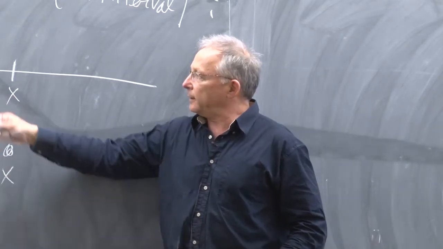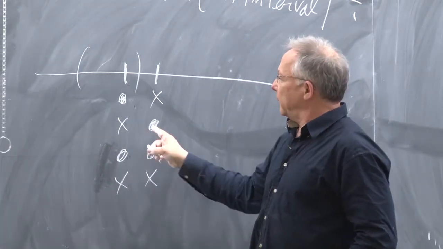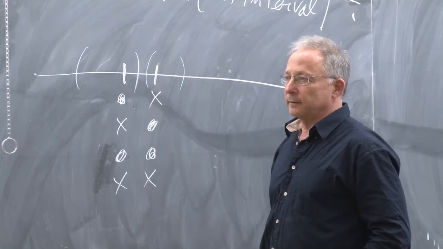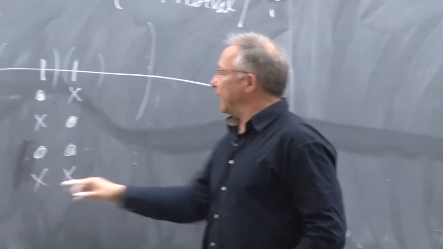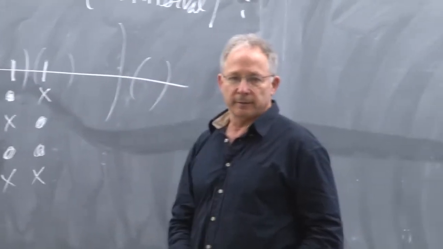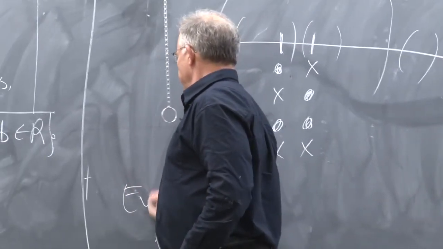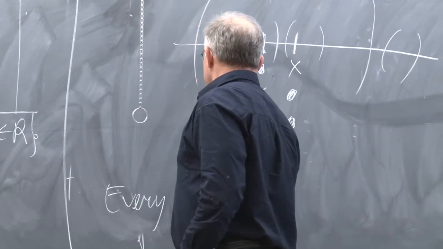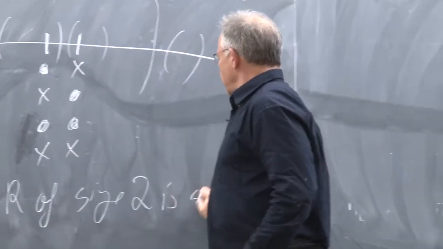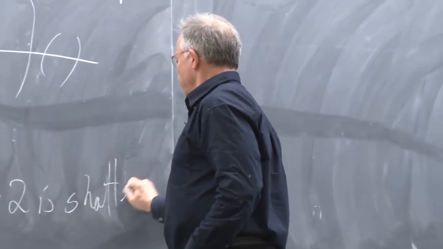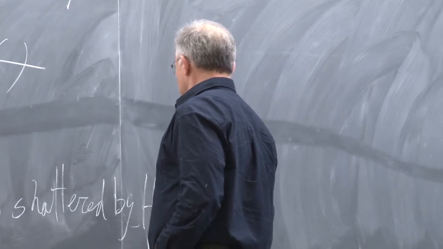Right? So to pick only this point, I will take some interval here. To pick only this point, I'll take some interval here. To pick both of them, I'll take some big interval. To pick none of them, I'll take some interval here. So the conclusion is every subset of R of size 2 is shattered by H interval.